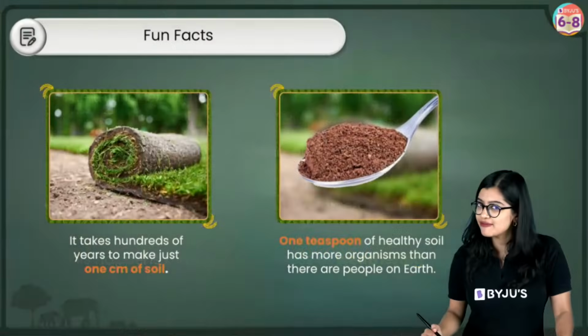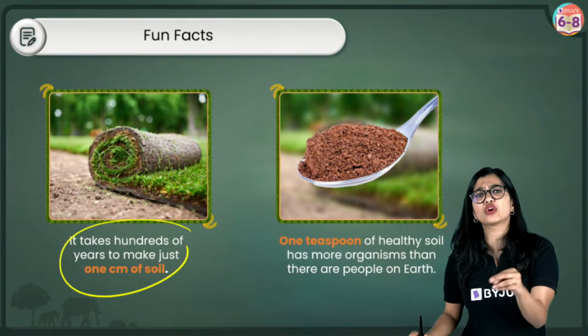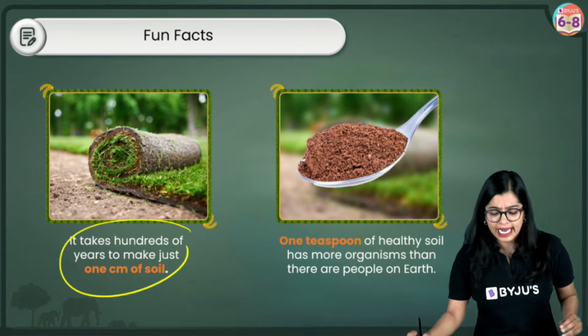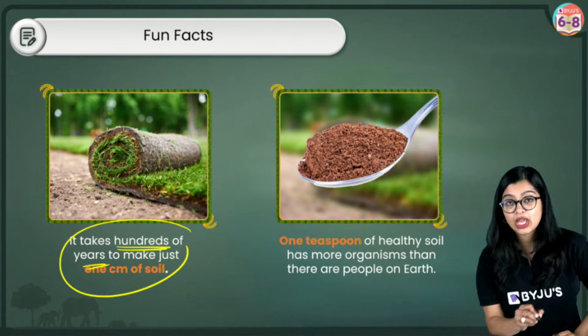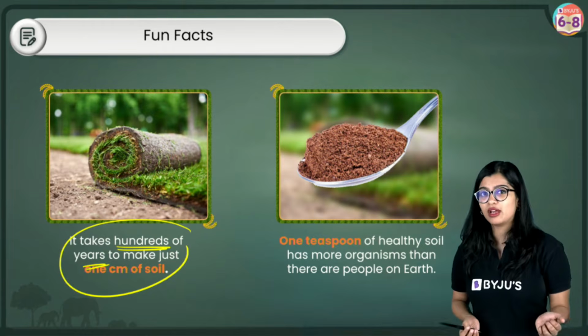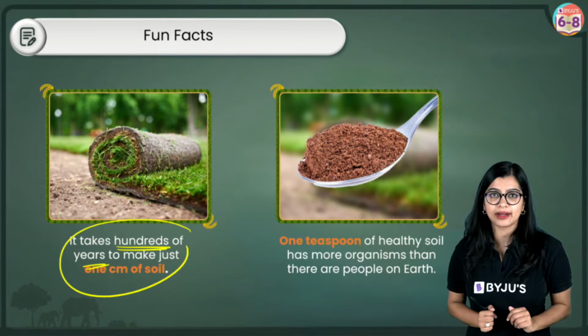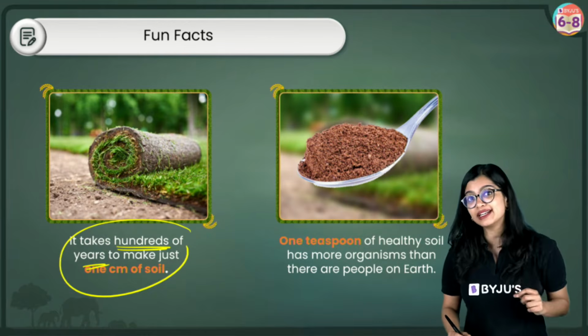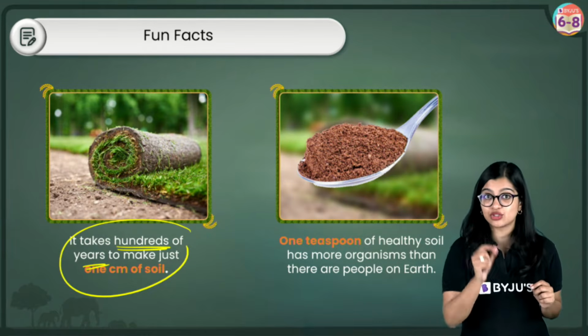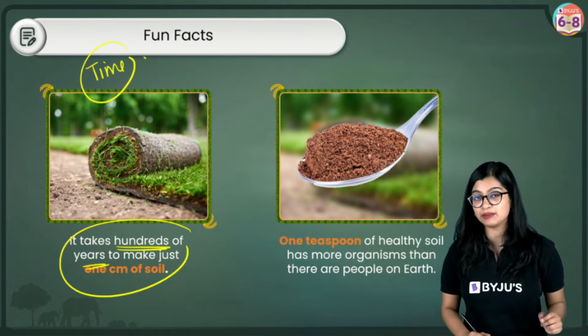Now here are some fun facts for all of you. Did you know that just for 1 centimeter of soil to be formed, it takes hundreds of years? So just now we discussed that weathering is the process by which soil is formed. Now we might think, but breaking of rocks is so easy. How long could it take? As a matter of fact, for just 1 centimeter of soil, it takes hundreds of years. And this time is a very important factor. So please keep this in mind.